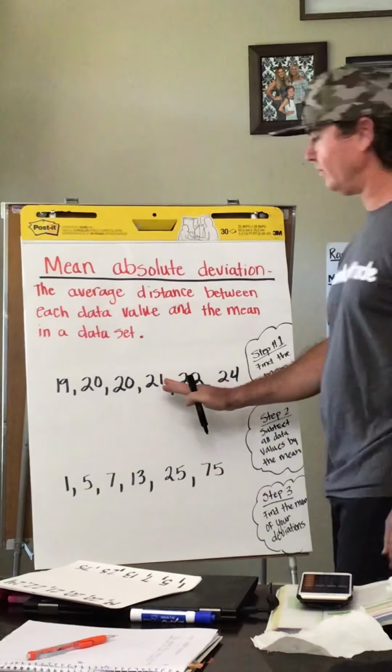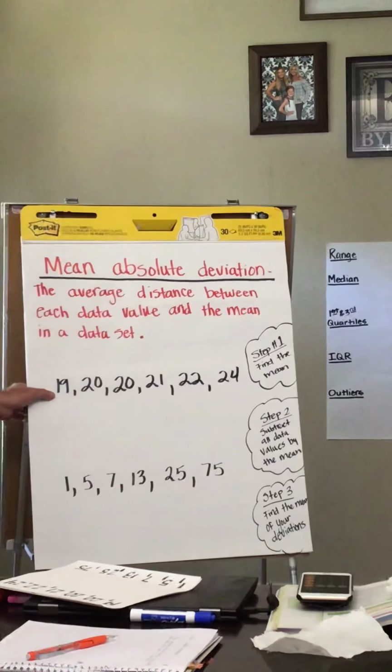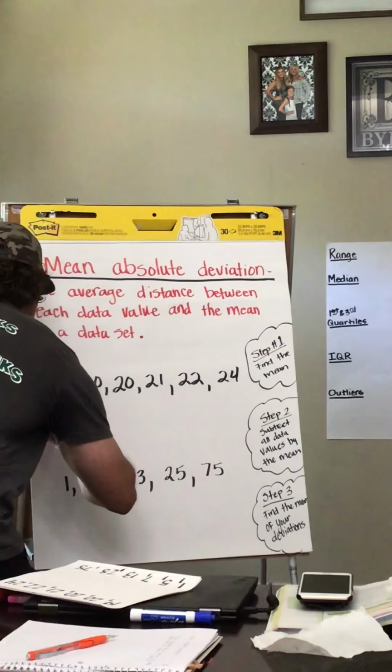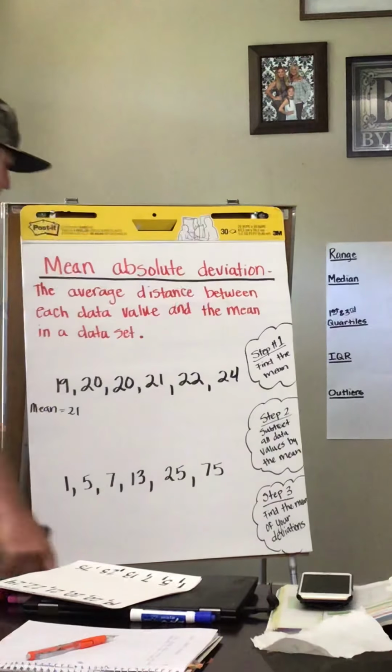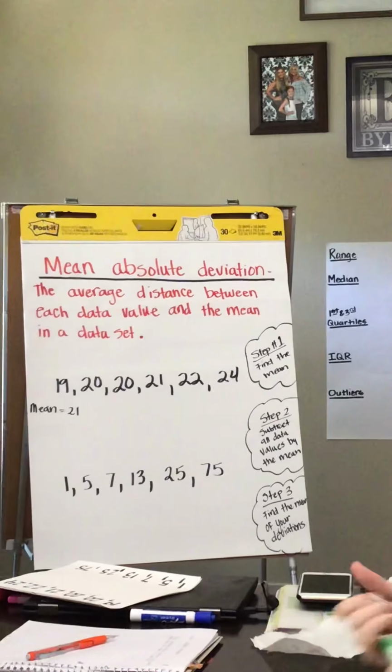My first question though, what was the mean of this first set of data? 21. Okay, perfect. Now find the mean of the second set of data.